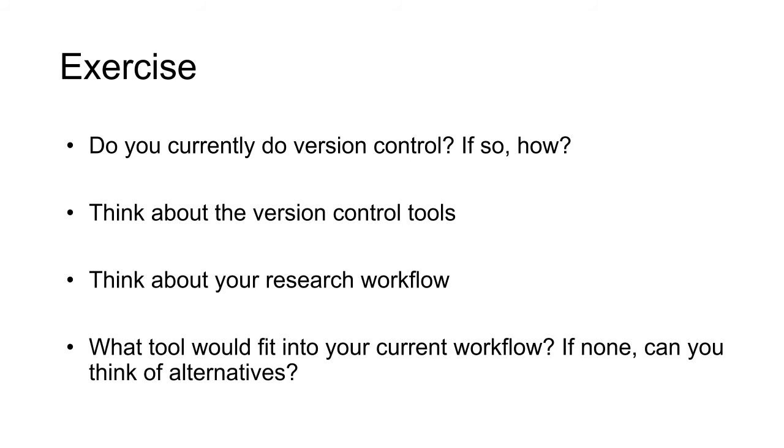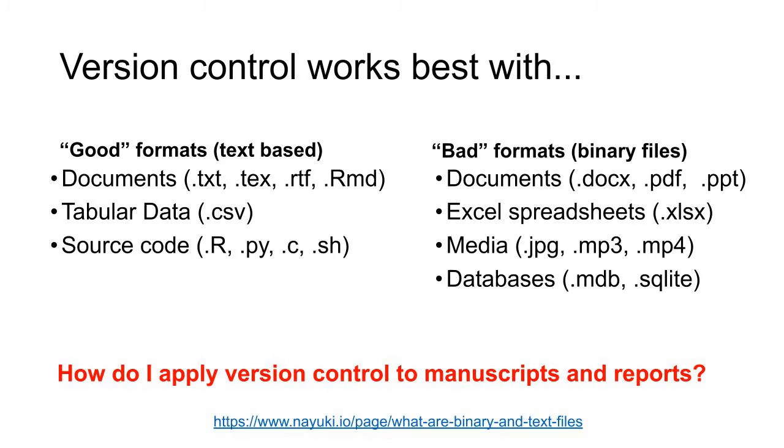As an exercise, take a few minutes to consider these questions. Do you currently do version control? And if so, how? Think about the version control tools that you just learned about, and think about your research workflow. What tool would fit into your current workflow? And if none would, can you think of any alternatives? While you can theoretically use version control with any file type, it works best with text-based files. But most documents we use to write scientific papers are in binary formats like .docx. How can you apply version control to manuscripts and reports?